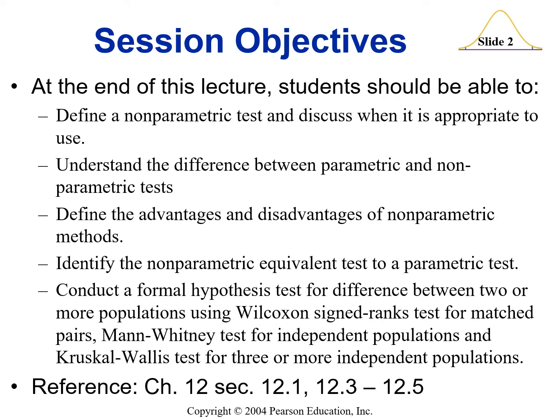And number five, conduct a formal hypothesis test for the difference between two or more populations using the Wilcoxon signed rank test for matched pairs, the Mann-Whitney test for independent populations, and the Kruskal-Wallis test for three or more independent populations.